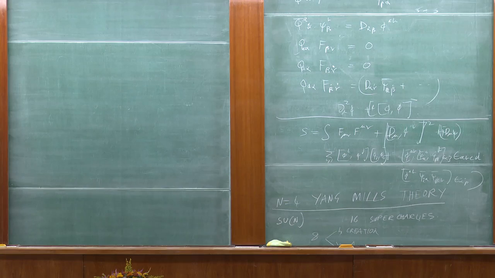Because you've turned on a vacuum expectation value for an adjoint of SU2, which is a vector of SO3, which Higgses it down to U1. So once again we've got a U1 effective action. You could ask, what is the metric on moduli space for that? But that has a trivial answer. It's a flat metric. The effective coupling is constant.